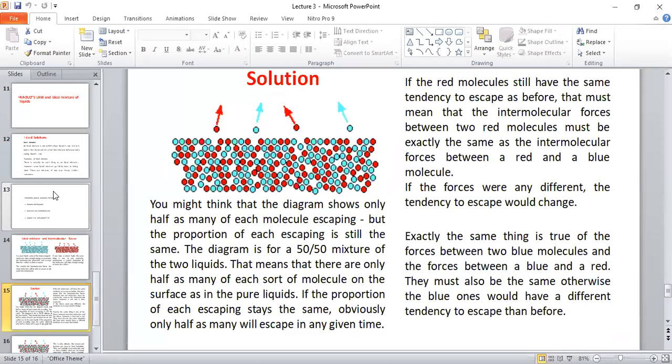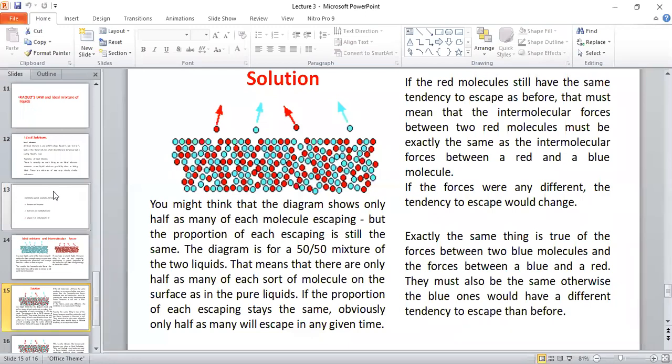So if the red molecules still have the same tendency to escape as before, that must mean that the intermolecular forces between 2 red molecules must be exactly the same as the intermolecular forces between a red and a blue molecule. So the intermolecular forces that are keeping them together must remain the same. If the forces were any different, then the tendency to escape would also change. I hope you're following me.